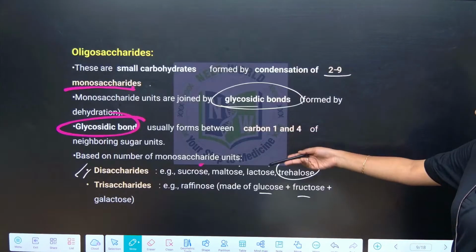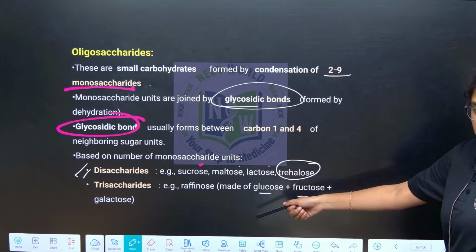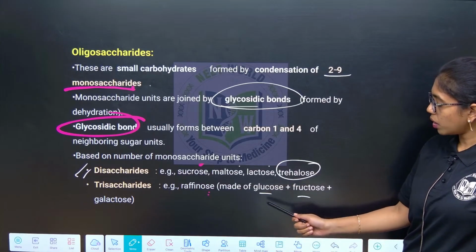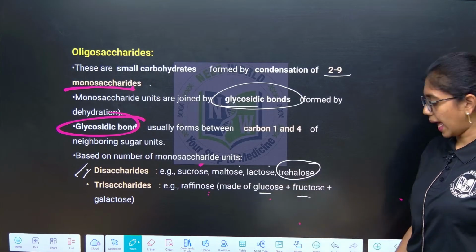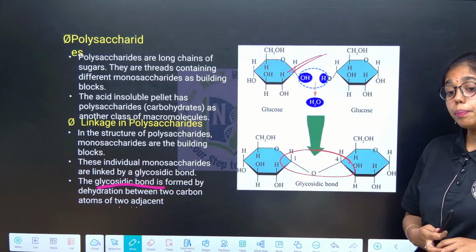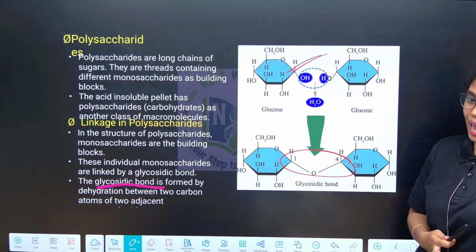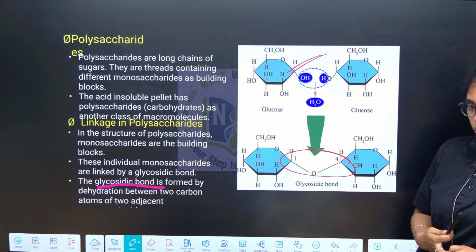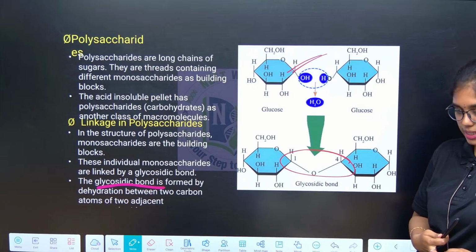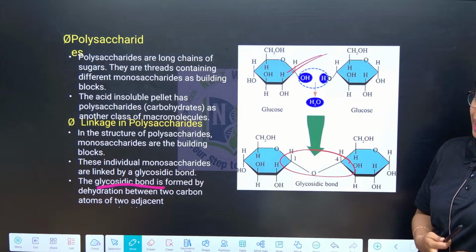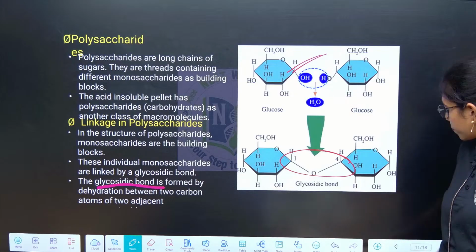Best examples for oligosaccharides, disaccharides and trisaccharides. For trisaccharide, raffinose is the best example, a combination of glucose, fructose and galactose. And is cellulose a complex chain? Unbranched helical chain. Will that give blue color with iodine? No. It cannot hold I2. Starch will give what color with iodine? Blue. Glycogen? Red.